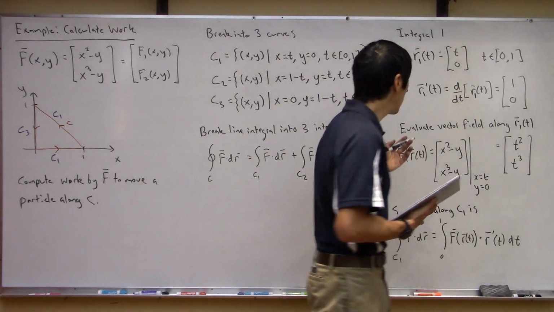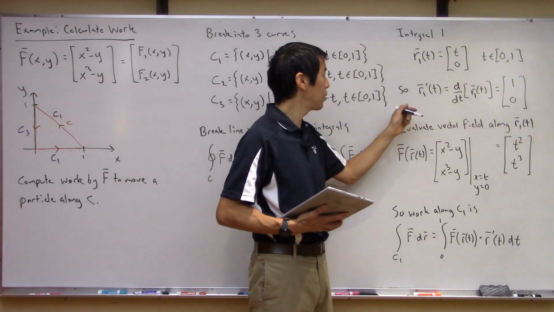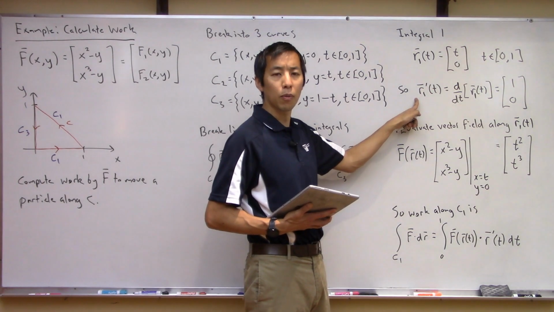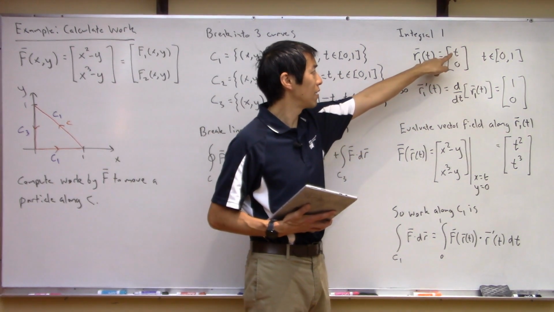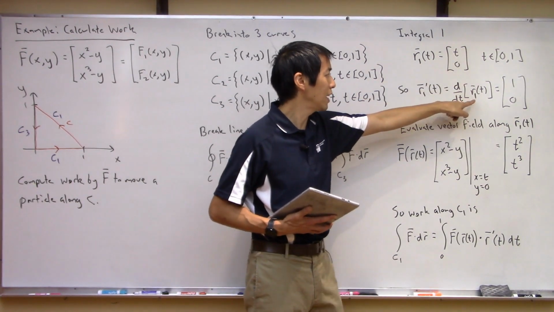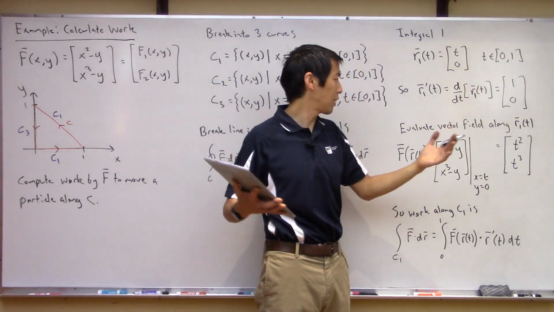The next thing we're going to have to do for our line integrals is compute the derivative of this parameterization with respect to t. So I'm going to go ahead and do that. You just take the derivative of this with respect to t, and you get 1, 0. Great, that's super easy.